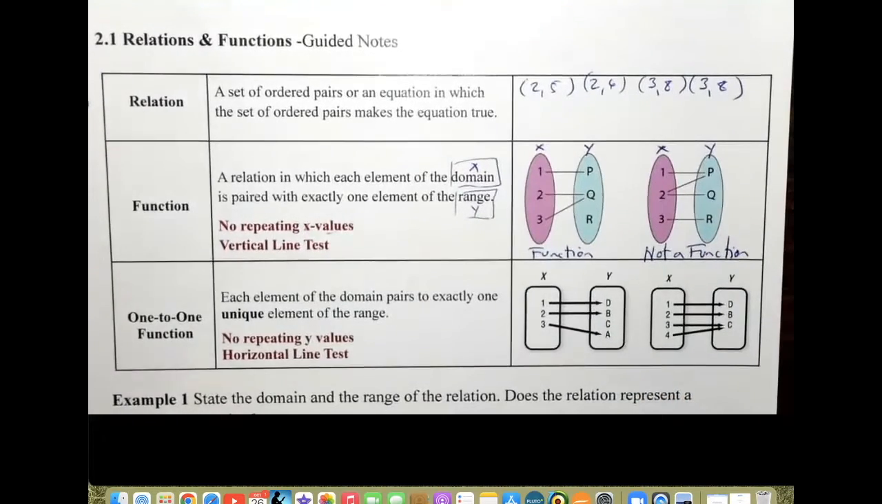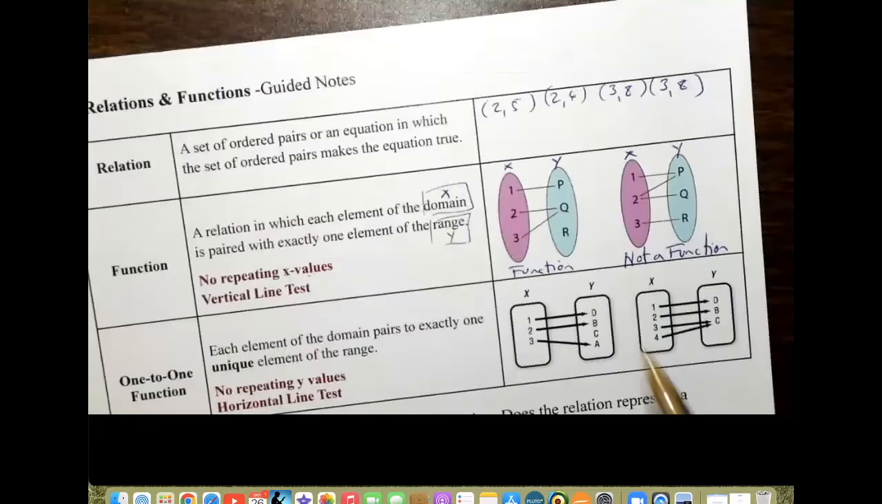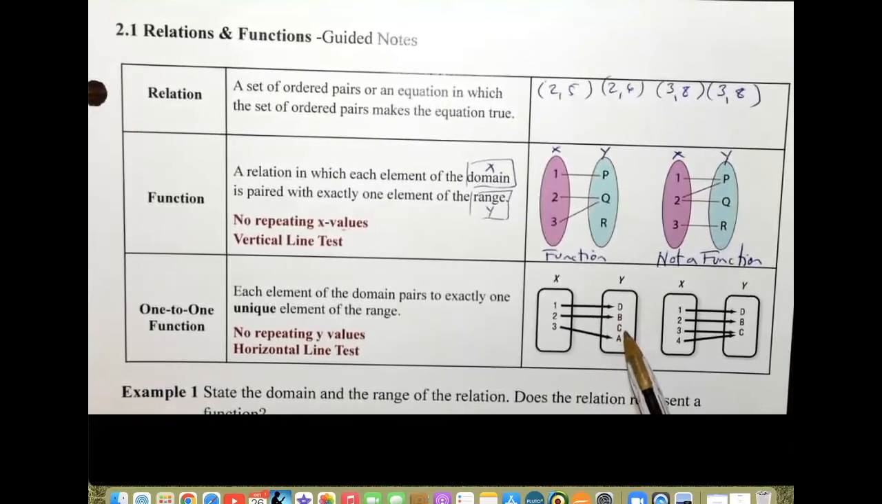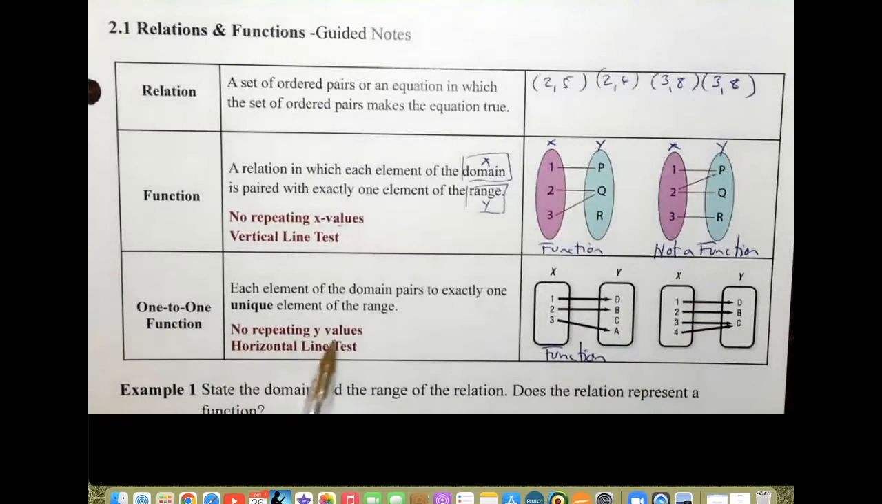One to one means no repeating y values. So here I look at what's being mapped. 1D, 2B, 3A. What do you think? Is this one one to one? What's repeating? It's true the C is not being used, but are there any repeating y values? One to one. What does one to one mean? No repeating y values.